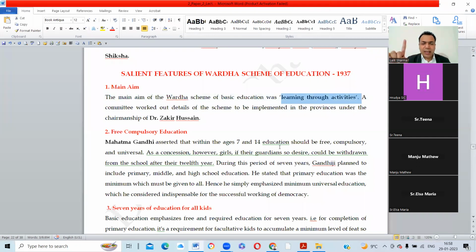In one line, if we talk about the meaning of the Wardha scheme or Nai Talim: teach the student with the help of craft, learning through activities. Like that, in one line, what is the Macaulay Minute? The Macaulay Minute means the introduction of the English language, right? And the Wardha scheme of education means learning through activities.